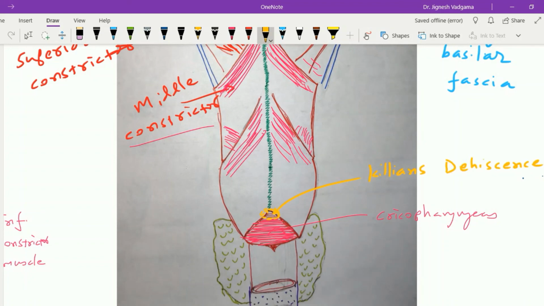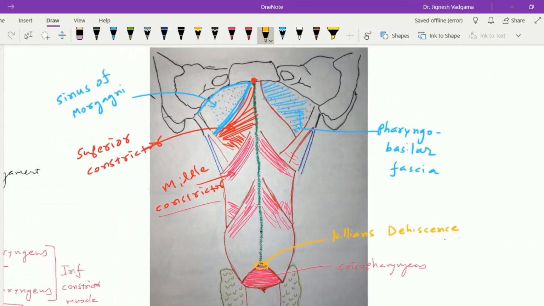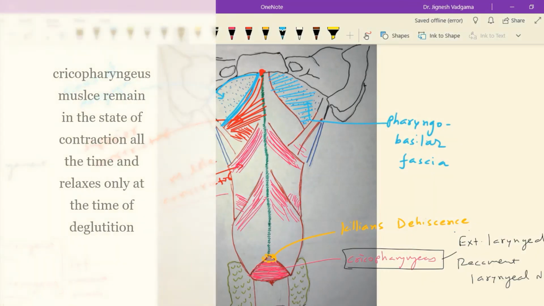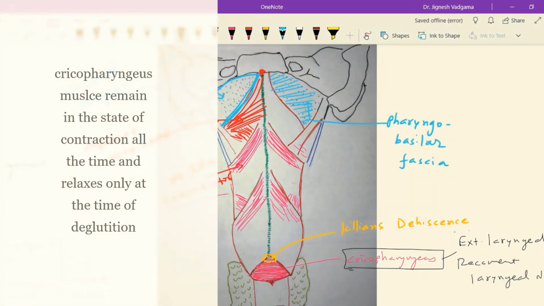When we see the nerve supply of the constrictor muscles, they are supplied by the cranial part of the accessory nerve via the pharyngeal plexus, and the cricopharyngeus muscle is additionally supplied by two more nerves, the external laryngeal nerve as well as the recurrent laryngeal nerve. So the cricopharyngeus muscle is supplied by three nerves.